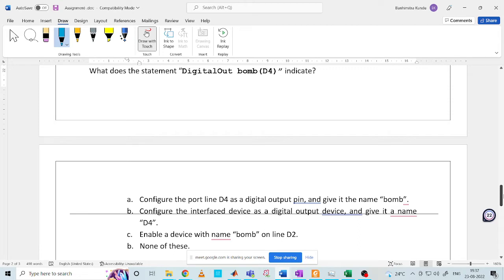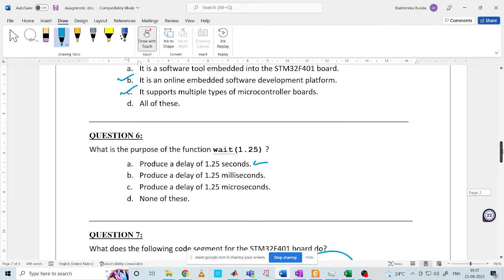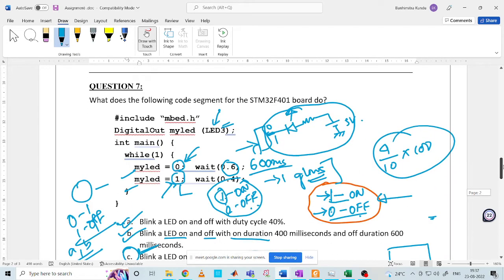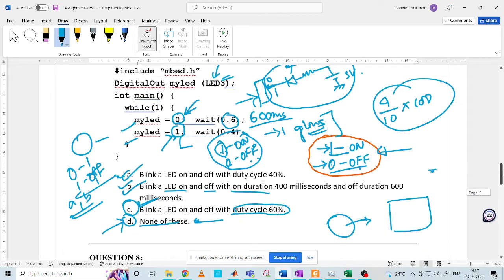Sir, my question is regarding the wait function. I was programming this board yesterday, and I found out that this wait function is no longer allowed, because it was allowed in Mbed OS version 5. Now the OS version is 6, so here it is not allowed. There are some other functions.